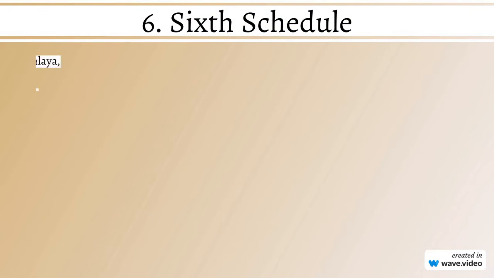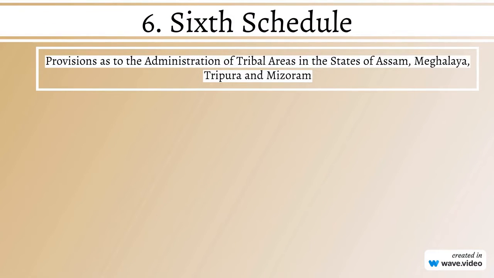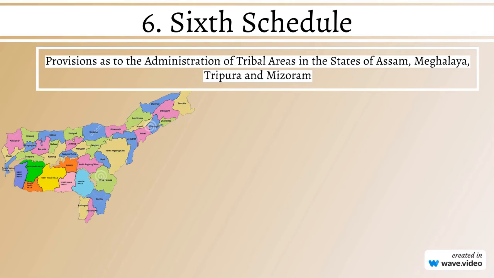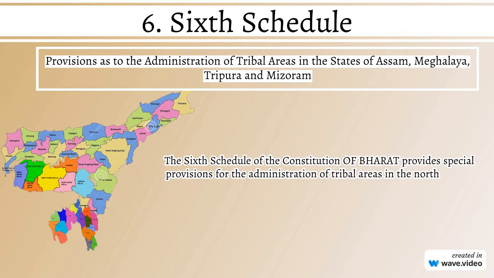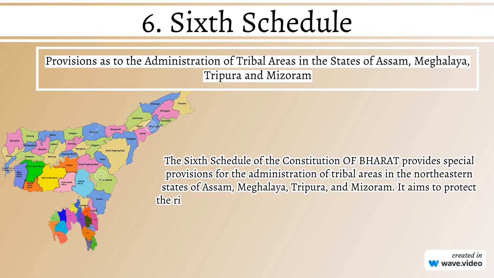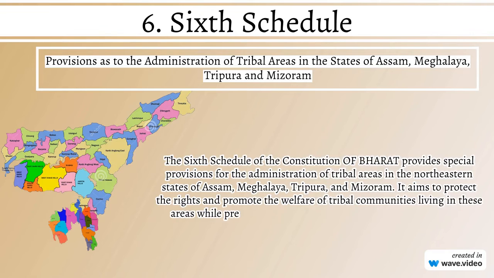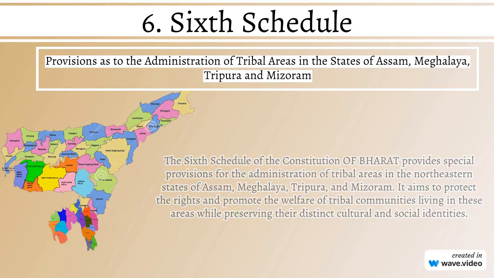Sixth schedule, provisions as to the administration of tribal areas in the states of Assam, Meghalaya, Tripura and Mizoram. The sixth schedule of the Constitution of Bharat provides special provisions for the administration of tribal areas in the northeastern states of Assam, Meghalaya, Tripura, and Mizoram. It aims to protect the rights and promote the welfare of tribal communities living in these areas while preserving their distinct cultural and social identities.